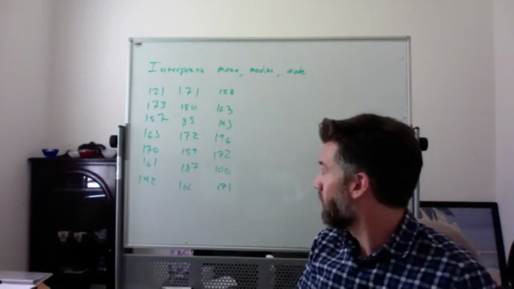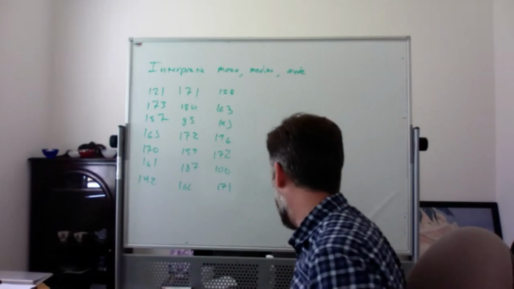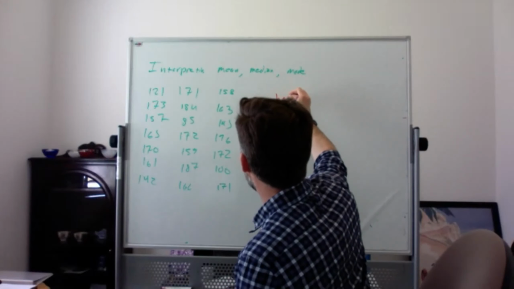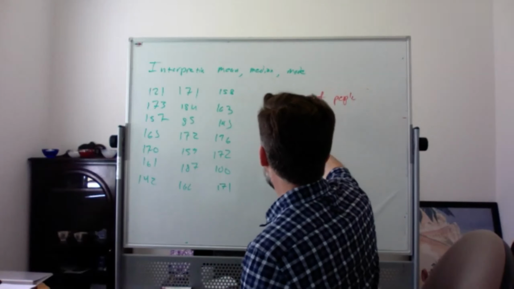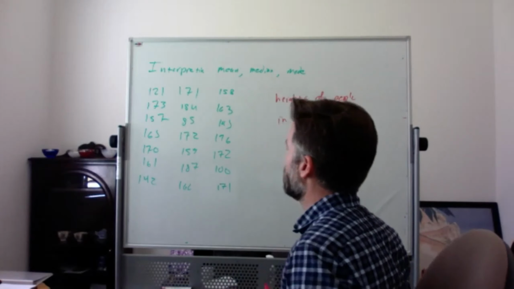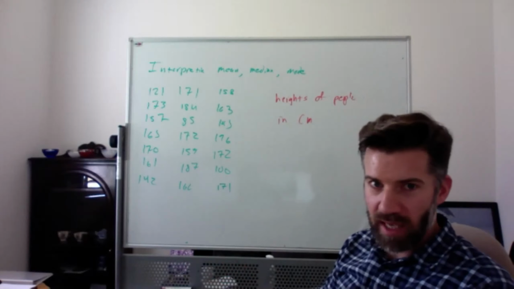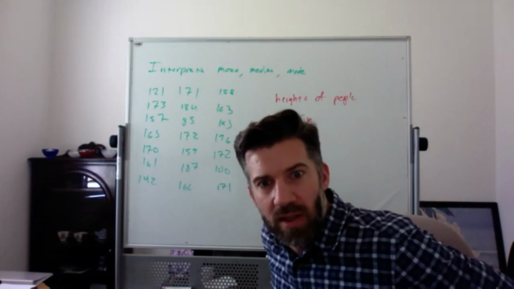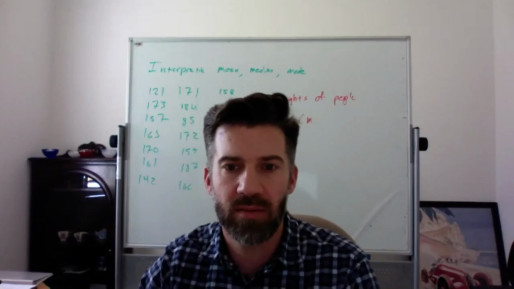On the other hand, if I said that these numbers were, what's a reasonable possibility? If I said these were the heights of people in centimeters, which is probably a little short, but just pretending it makes sense, then there would be some context. So I'm going to go ahead and share my screen for a minute.